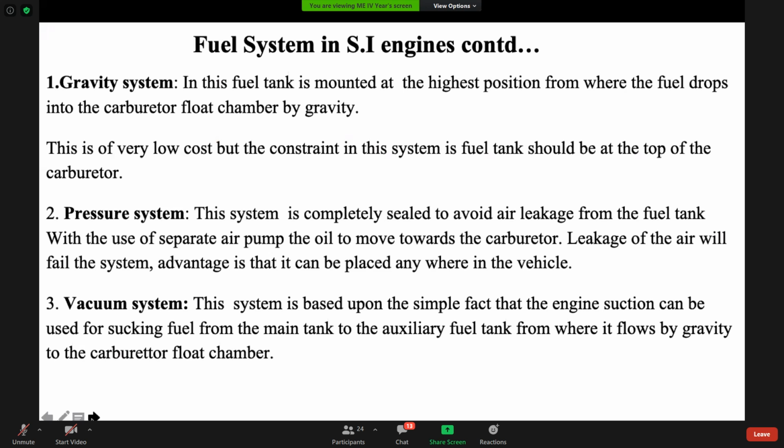Vacuum system. This system is based upon the simple fact that the engine suction can be used for sucking the fuel from the main tank to the auxiliary tank, from where it flows by gravity to the carburetor float chamber.